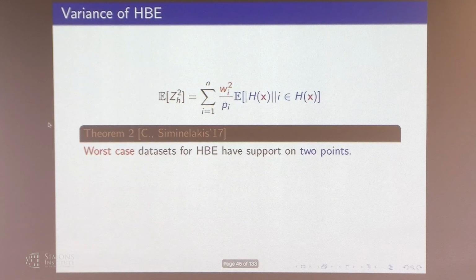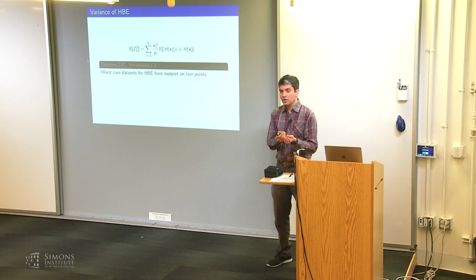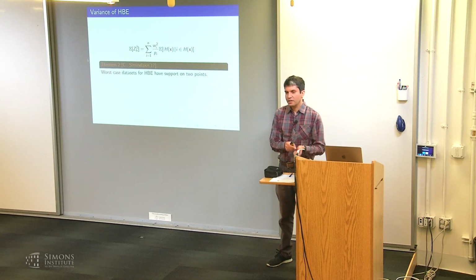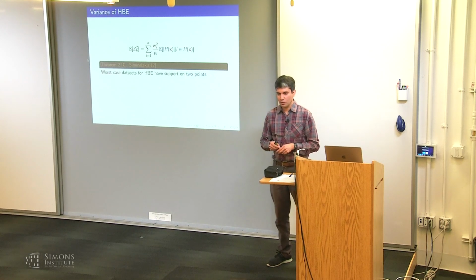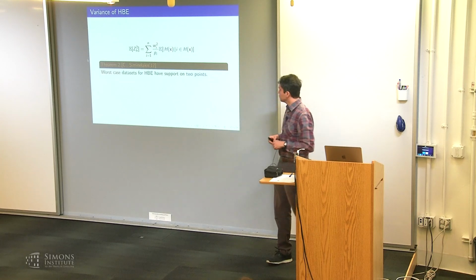What's the meaning of p_i? So you have the ith data point. p_i is the probability that the ith data point mapped to the same hash bucket as the query. That's what p_i is. Okay.